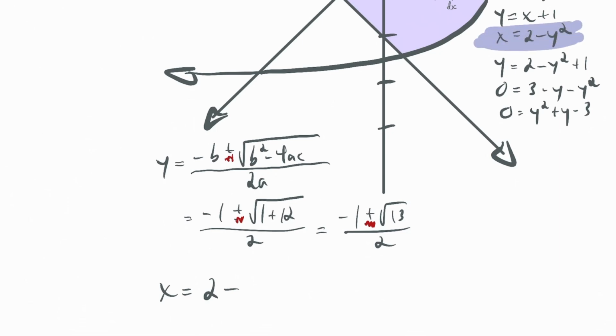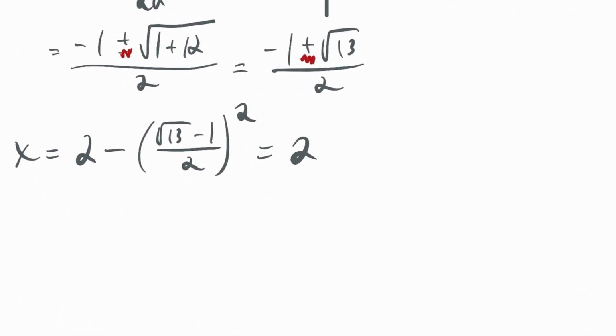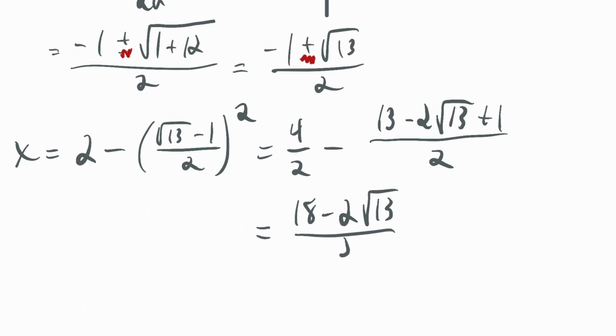So that's going to be 2 minus, because of this function here, right? X equals 2 minus y squared. 2 minus the square root of 13 minus 1 over 2, and this is really squared, right? This is really getting to be a pain, but we'll keep at it. So 2 minus 13 minus 2 root 13 plus 1 all over 2. And of course, this 2, I'm going to write as 4 over 2, because I want to combine like terms. So we are going to have 18 minus 2 root 13 over 2. Reduce that, 9 minus root 13.